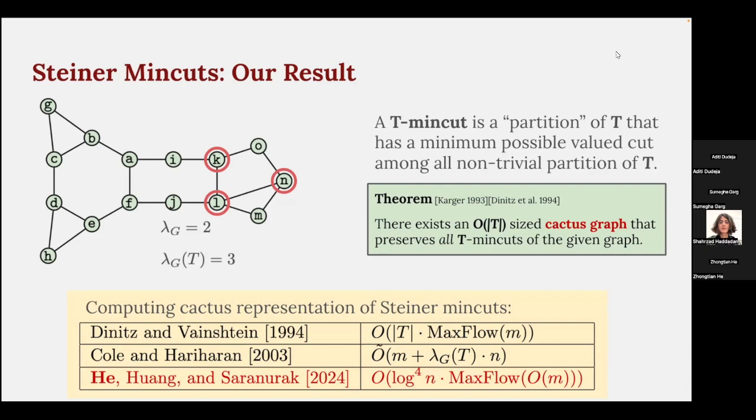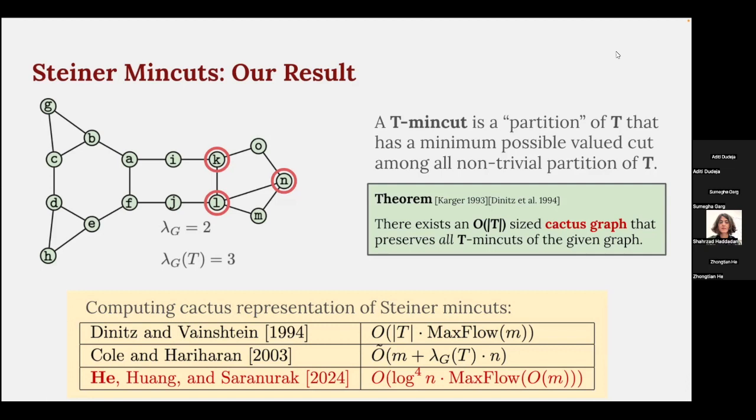And our work is that we use polylogarithmic max flow calls to solve the problem. And since max flow is now almost linear time, the whole algorithm runs in almost linear time.